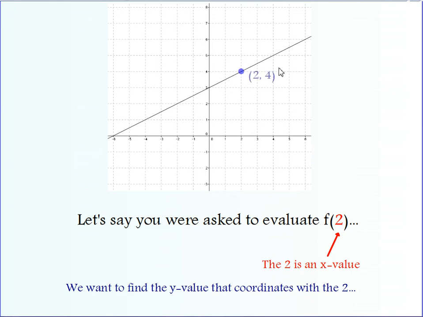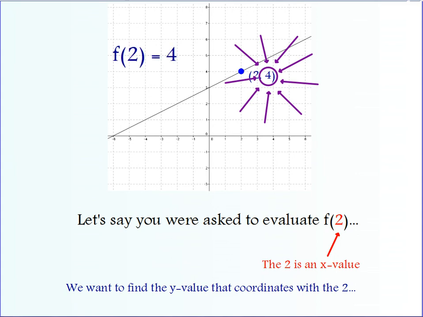When I find the point on the line with an x value of 2, I find the point (2, 4). 4, or the y value, is my function evaluation. That's my function value when x is 2. So f of 2 is 4.